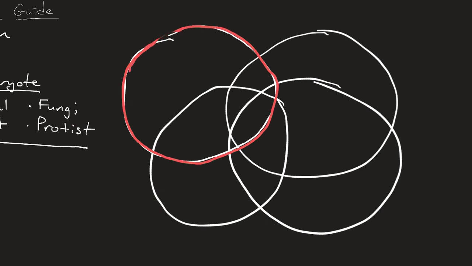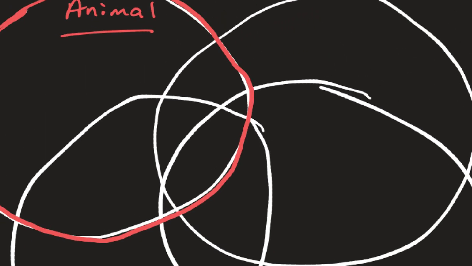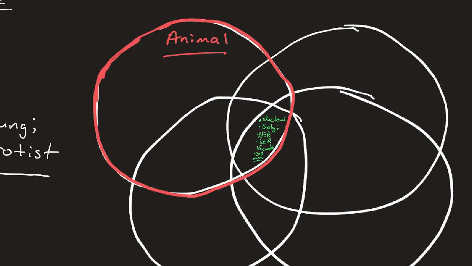And I say, this is animal. Well, an animal cell has a nucleus, Golgi body, endoplasmic reticulum, rough and smooth, RER and SER, vacuoles, cell membrane, all that, right? All the eukaryotic cells have those.